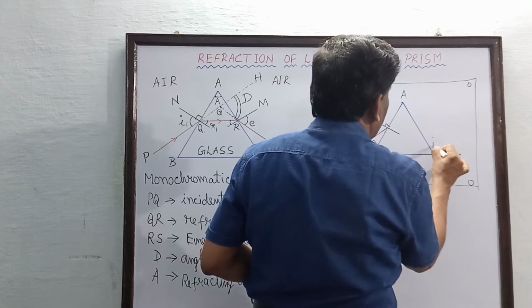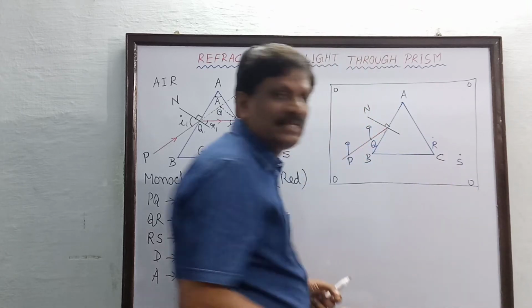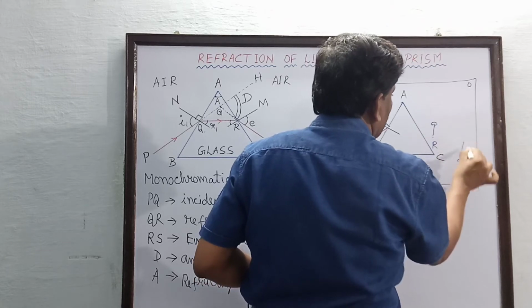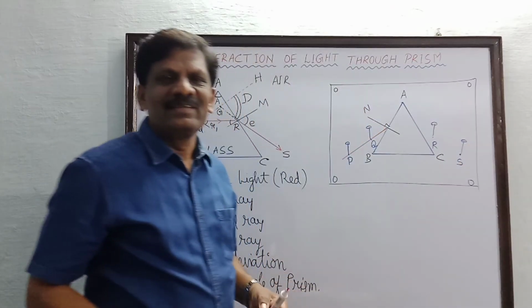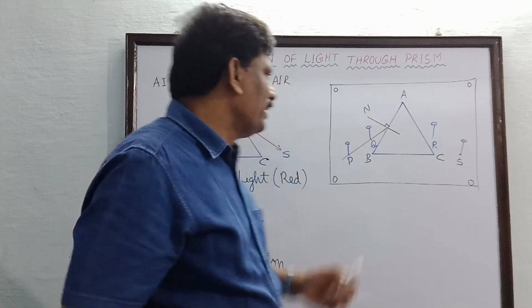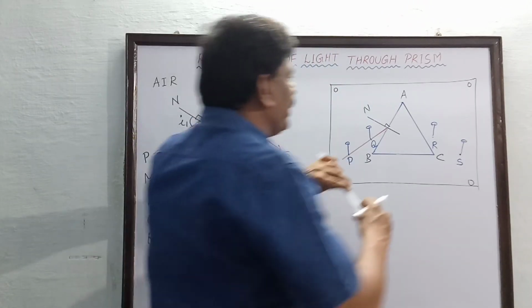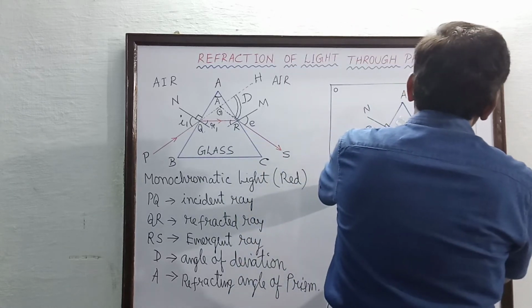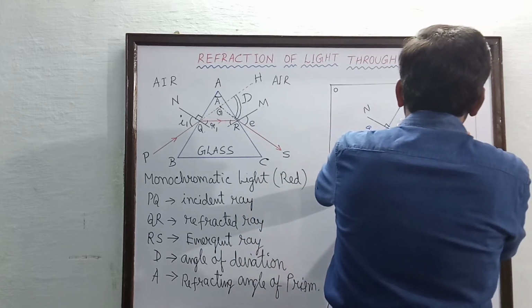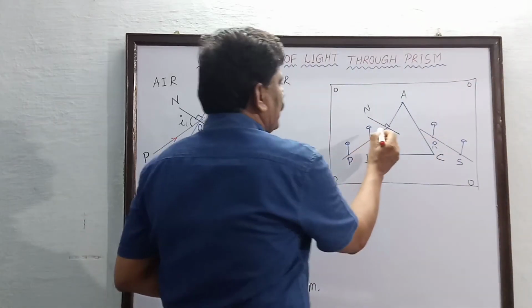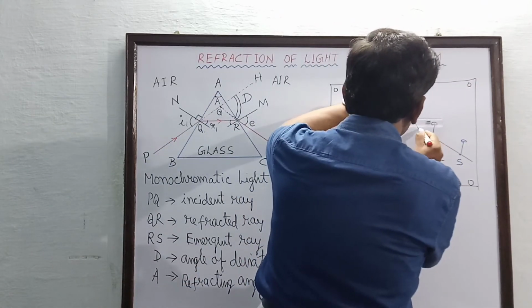Let these points be R and S on the other side. So at this point I have fixed one pin, and here another pin. Understand? So now I will take a scale and I will join these 2 points. I will extend up to the prism like this. And then I will join these 2 points also.